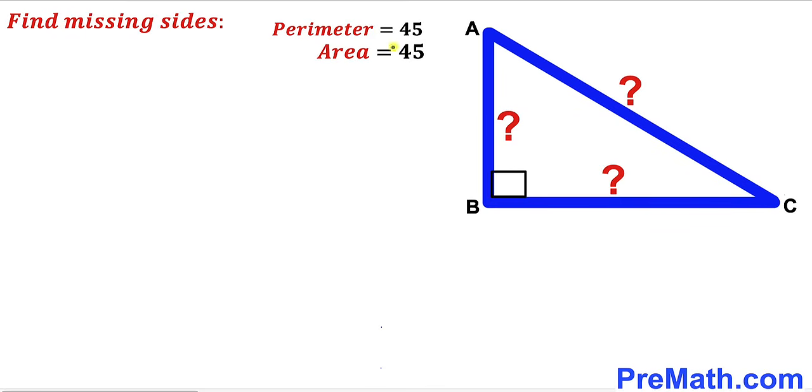We have this right triangle ABC, as you can see in the given diagram, such that the perimeter of this triangle has been given to us as 45 units. Likewise, the area of this triangle has been given to us as 45 square units as well. Now our task is to find the value of all these missing side lengths.